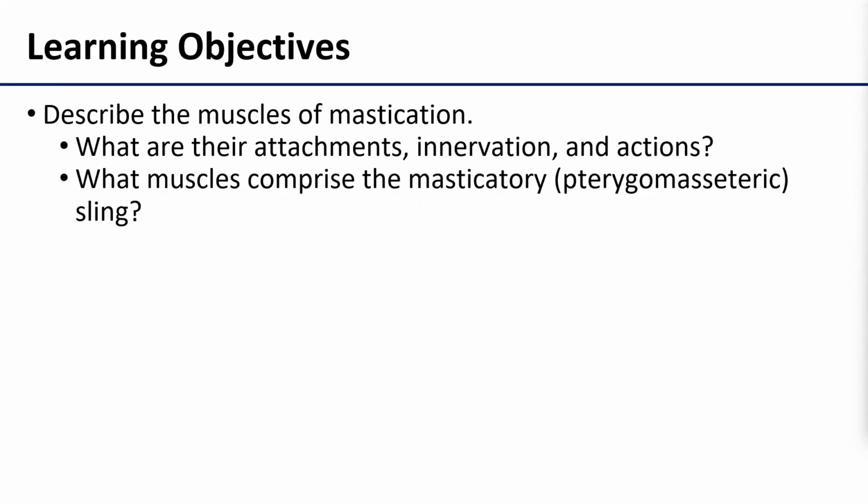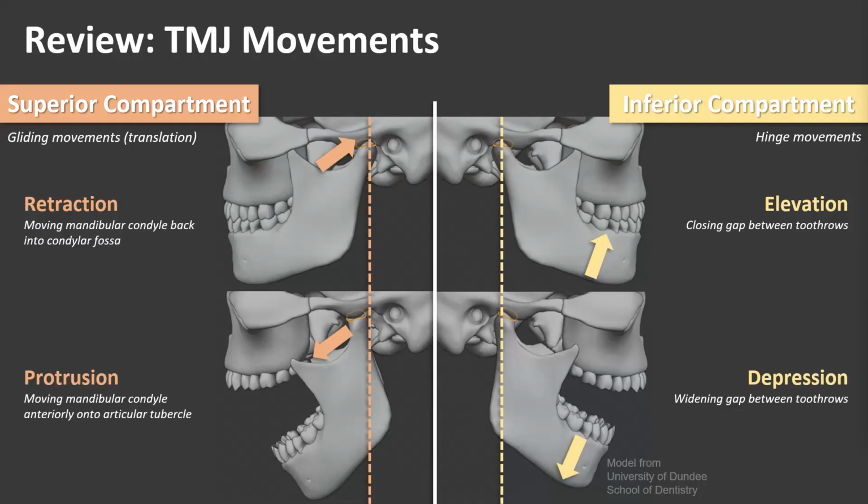Our objectives here are to thoroughly describe those muscles of mastication. We'll talk about their attachments, their innervation, and their actions, and then we'll talk about the two that comprise the masticatory or pterygomasseteric sling. The job of the muscles of mastication is to move the temporomandibular joint.